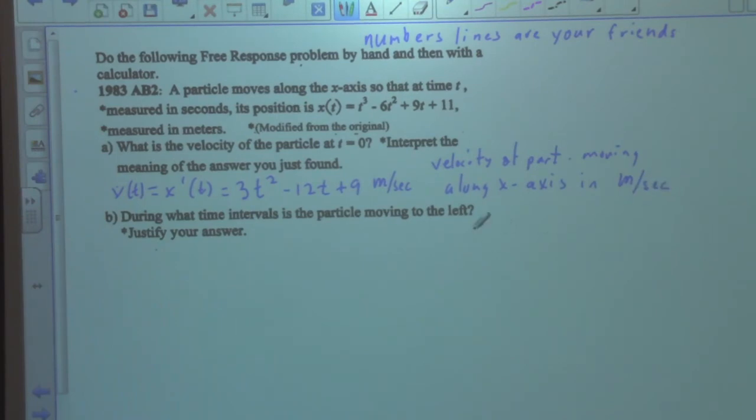Okay, and then we're asked the question here, during what time intervals is the particle moving to the left? What do you have to know? What you have to know about this particle motion is that when velocity is positive, the particle is moving to the right. When velocity is negative, the particle is moving to the left. So what can we do with this function here?